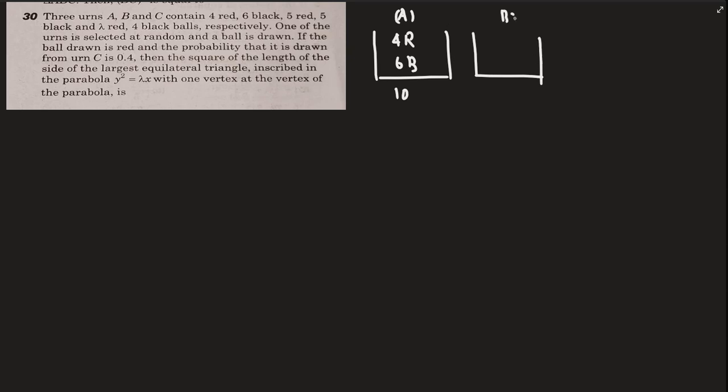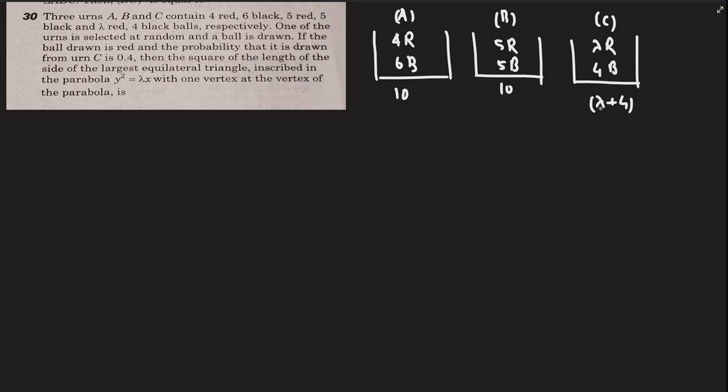For urn B, 5 red balls and 5 black balls, total 10 balls. Now this is about C. Here you have lambda red balls and 4 black balls, respectively. So here the total number of balls is lambda plus 4.